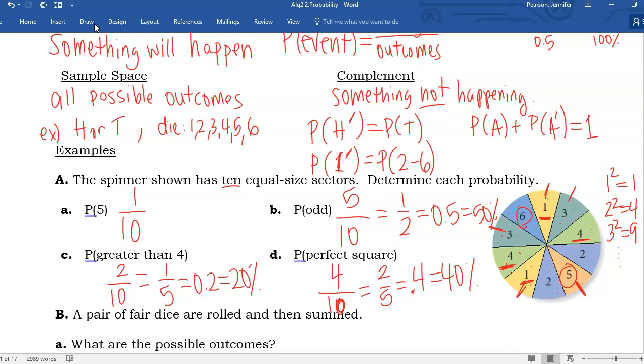Make them look more like a 0, not a 6. Okay? Let's try our next example.